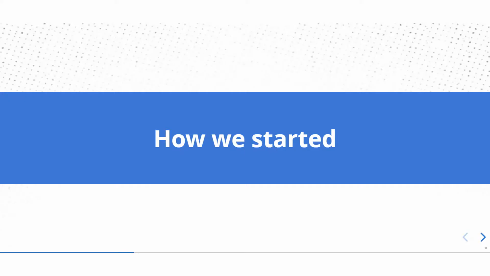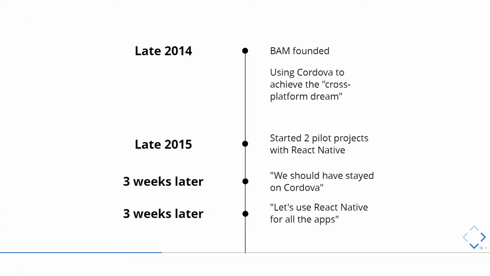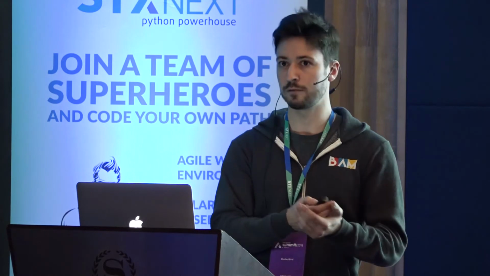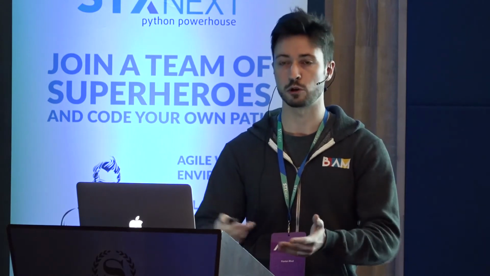And the question is why we started with React Native. When BAM was founded, we started using Cordova, which was the best way to achieve the cross-platform dream. What we wanted from the very beginning was to only create a single application that was working on more than one platform. We want our clients to have a single team developing their application and still be able to reach the iOS and Android market.